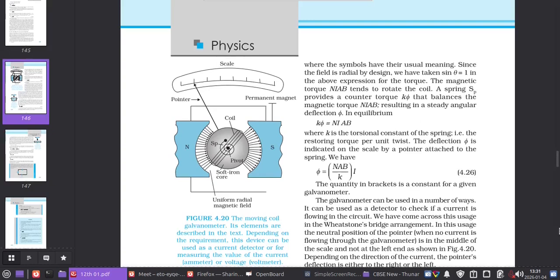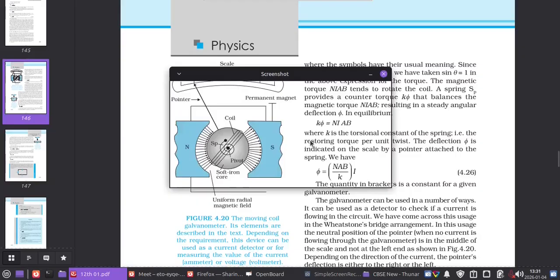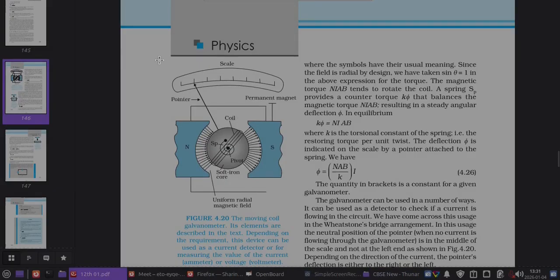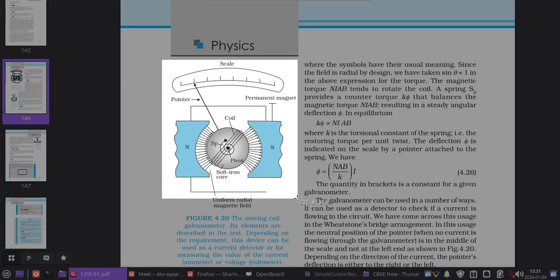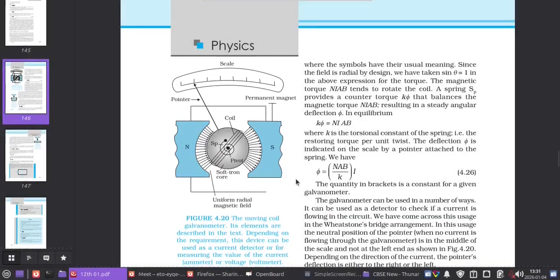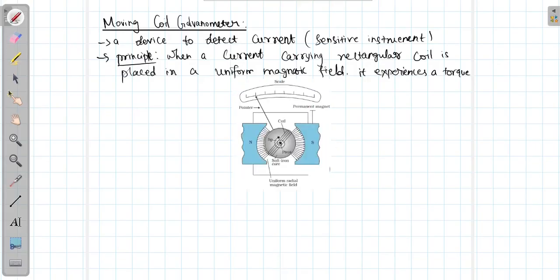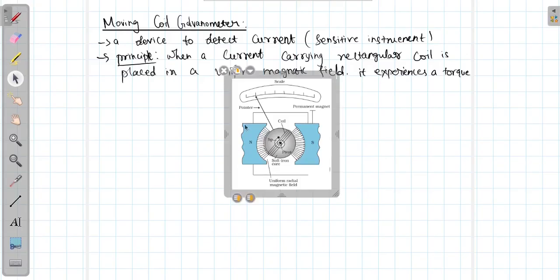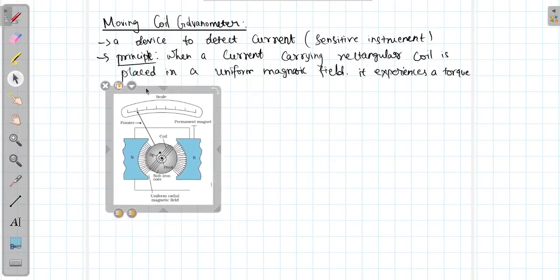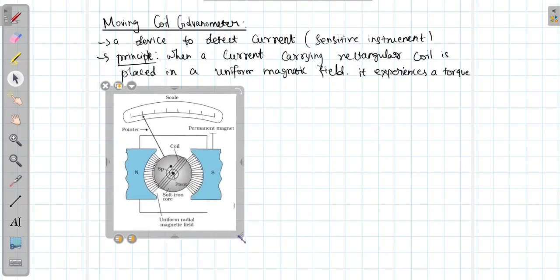So the galvanometer is a very important question. It is again a device-based question, like we already studied the microscope, telescope, and then electrical devices like the Wheatstone bridge.